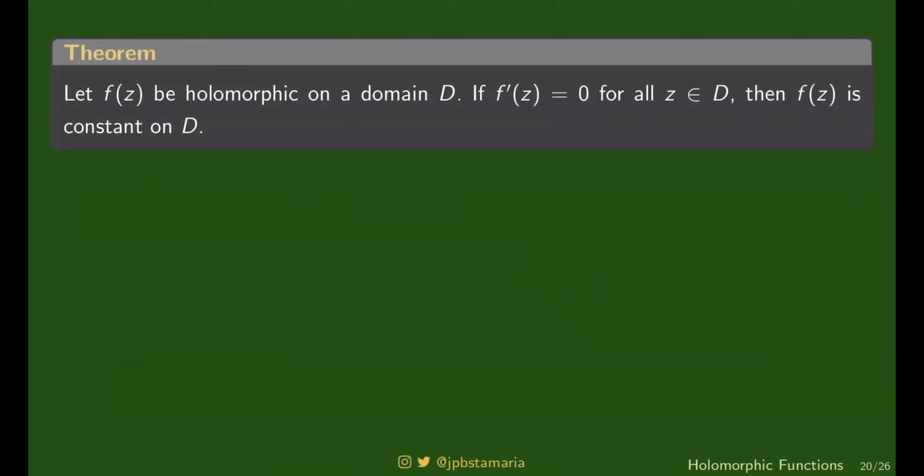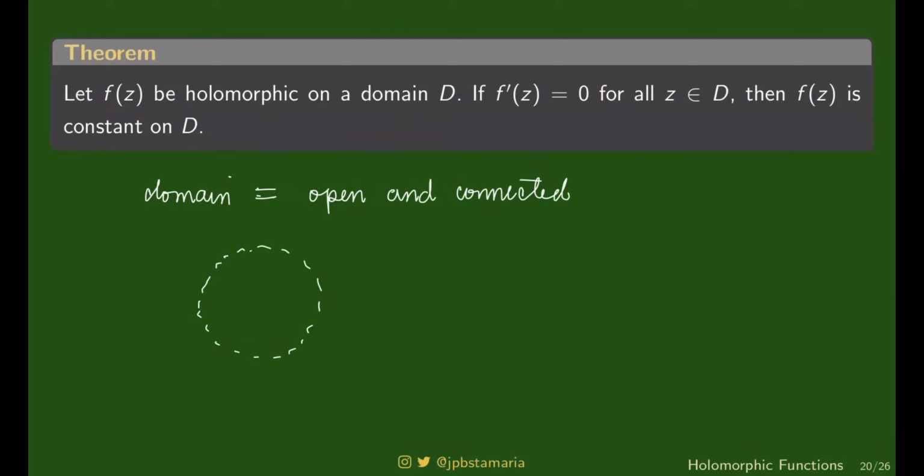If you have a function f of z that is holomorphic on a domain D. Ayan na tayo, gumamit na tayo ng word na domain. Ano nga ang ibig sabihin ng word na domain? Hindi ito domain ng function. Pag sinasabi ni sir na domain, ang ibig sabihin nito, this is an open set and a connected one. Connected and open. Halimbawa, itong annulus na to, it's a domain kasi it's open and connected.